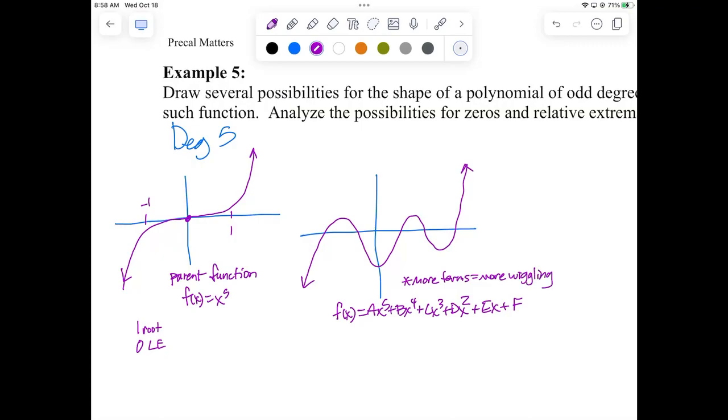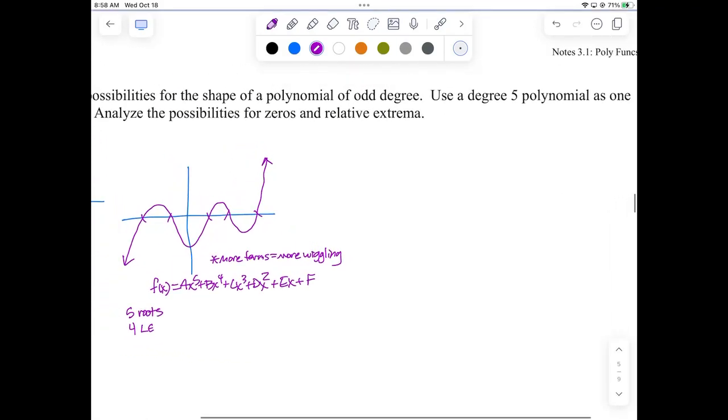How many x-intercepts does this one have? 1, 2, 3, 4, 5. This one has 5 roots or 5 zeros. And how many local extrema? 4. It has 4 relative or local extrema. Now, according to the theorem, is this the maximum number of roots and local extrema this one can show? It is, right? There's no way you're going to have 6 roots and be a fifth degree polynomial. There's no way you're going to have 5 or 6 local extrema and be a fifth degree polynomial. Or you can have fewer.